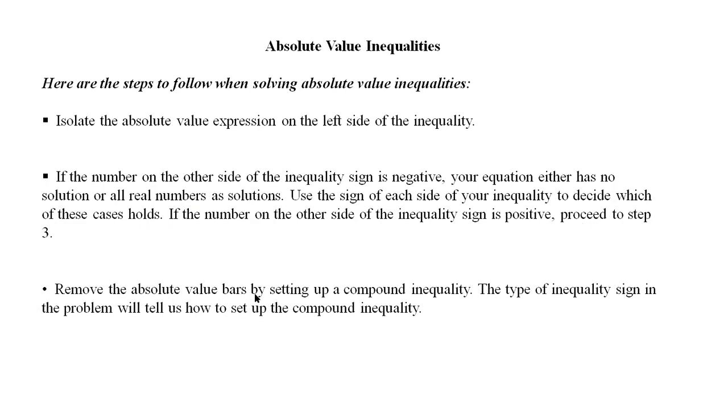Remove the absolute value bars by setting up a compound inequality. If the absolute value is greater than or less than a positive number, we move to step 3, means we remove the absolute value sign. If the absolute value sign is not given in the question, what are the possibilities? So we divide our inequality into two parts. The type of inequality sign in the problem will tell us how to set up the compound inequality.